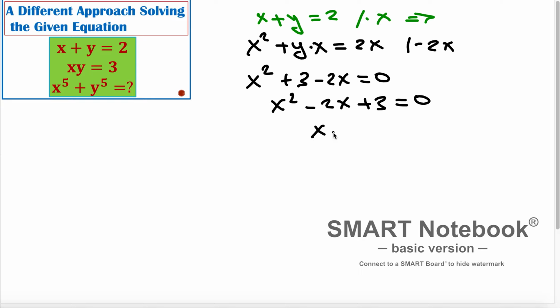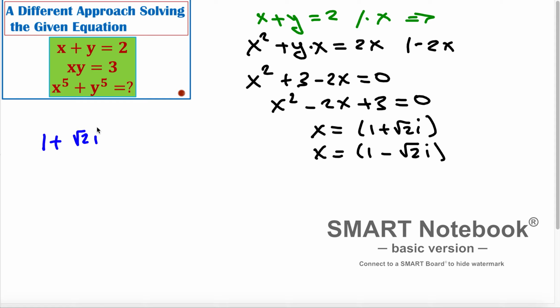One of the solutions is going to be x is equal to 1 plus square root of 2i, and the other solution is going to be x is equal to 1 minus square root of 2i. And now, instead of the x in this equation, I'm applying 1 plus square root of 2i. So x plus y is equal to 2. If we subtract 1 plus square root of 2i from both sides, y is going to be equal to 1 minus square root of 2i.